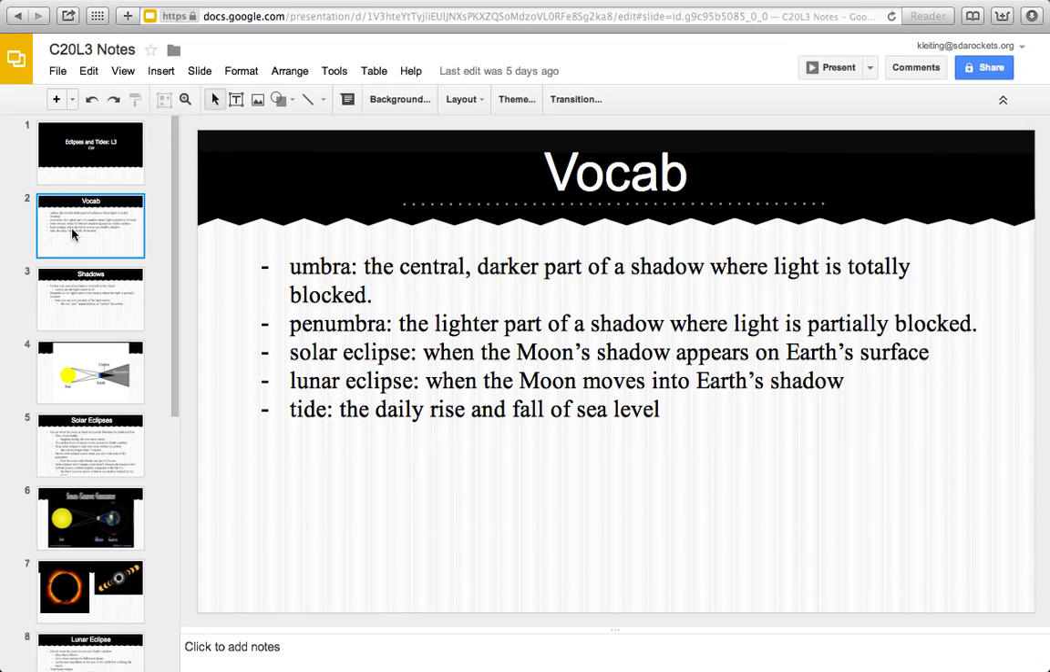A solar eclipse is when the moon's shadow appears on the Earth's surface. A lunar eclipse is when the moon moves into the Earth's shadow. We'll talk about those and we'll see pictures of what those look like more later on, so don't worry too much about visualizing those right now. And the tide is the daily rise and fall of the sea level.